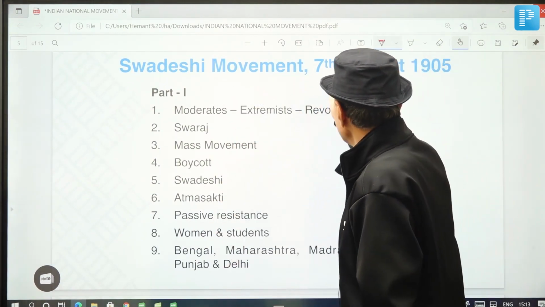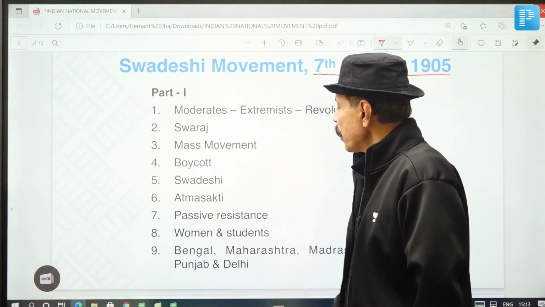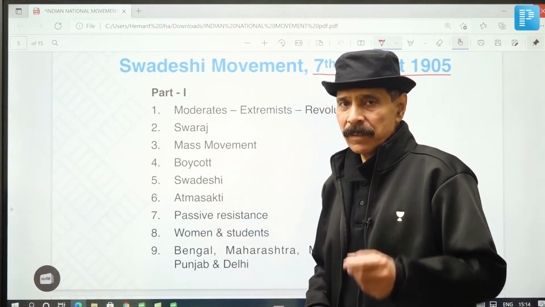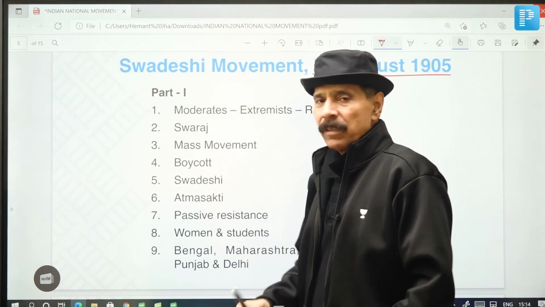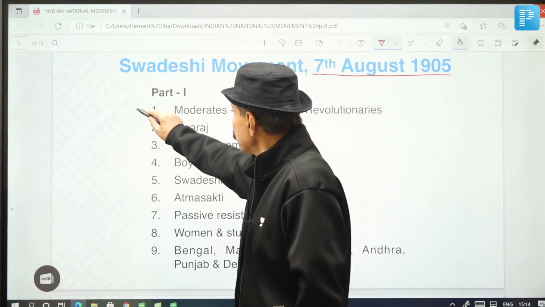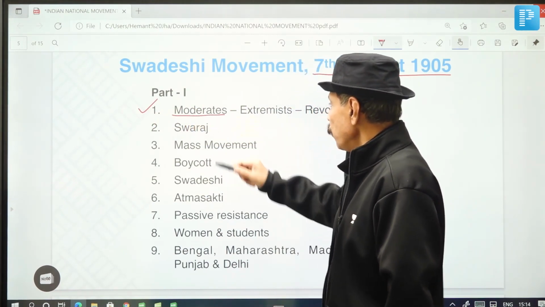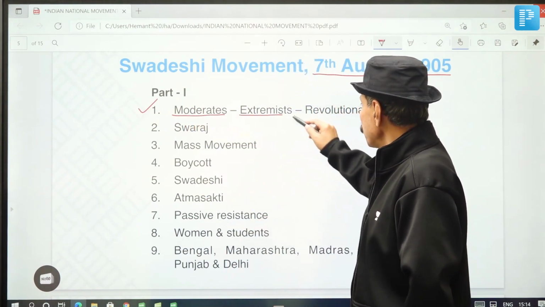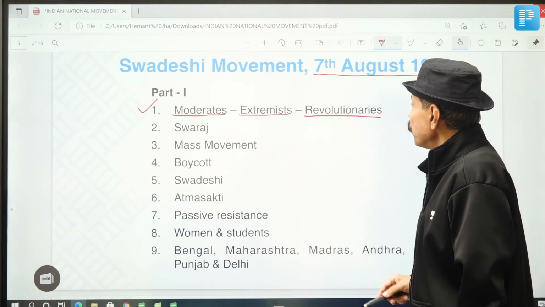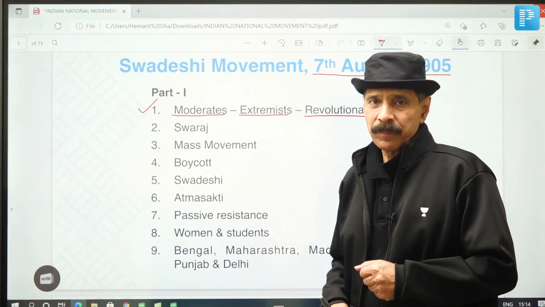Swadesi movement that began on 7th August 1905. Here, part 1. In fact, I have presented this in 2 parts. So in part 1, I have presented the broad features that could be options in your question. One is, this movement progressed under moderates. You understand who were moderates. Then it progressed under extremists. And then the revolutionaries became dominant finally. So it progressed under 3 ideological groups.